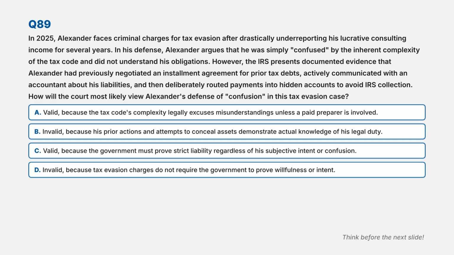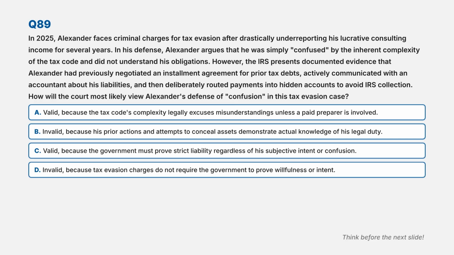not understand his obligations. However, the IRS presents documented evidence that Alexander had previously negotiated an installment agreement for prior tax debts, actively communicated with an accountant about his liabilities, and then deliberately routed payments into hidden accounts to avoid IRS collection. How will the court most likely view Alexander's defense of confusion in this tax evasion case?